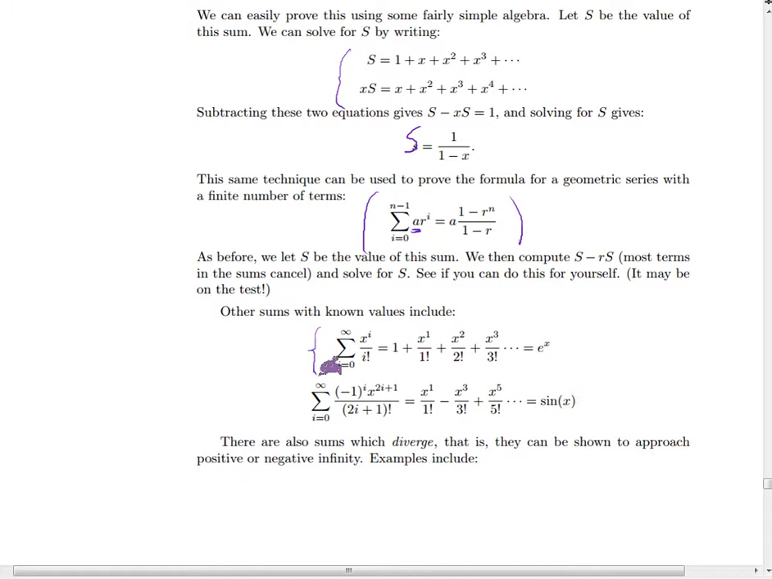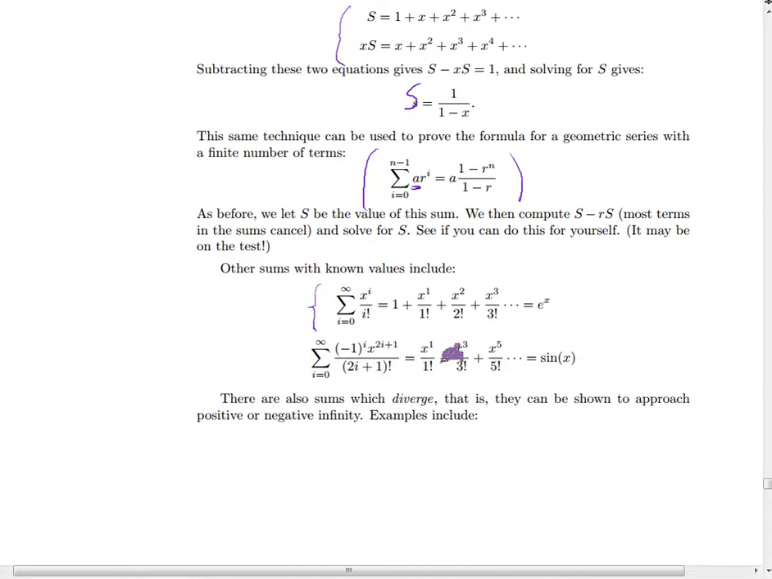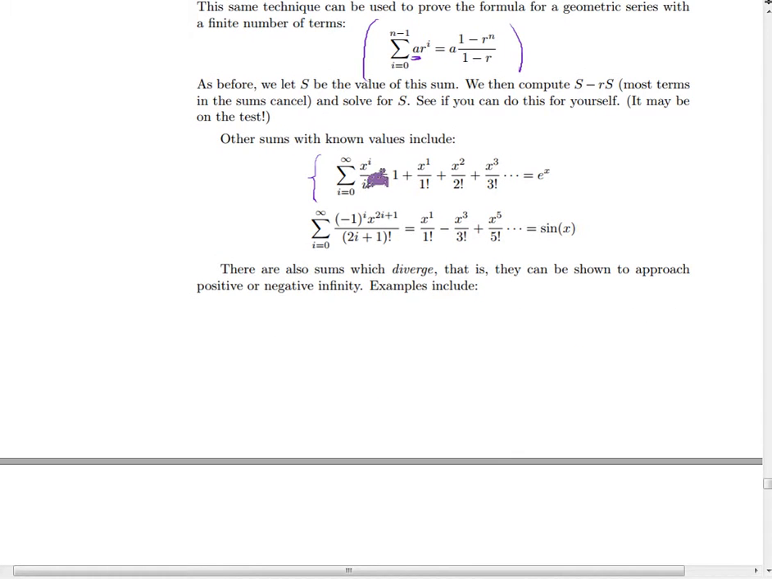Here are some other formulas from calculus. This is actually the Taylor series for e to the x. This is the Taylor series for sine of x. And we can write these using this summation notation. Notice that the exclamation point means factorial. If I have n factorial, that's equal to 1 times 2 times 3 all the way up to n. Multiply them together.